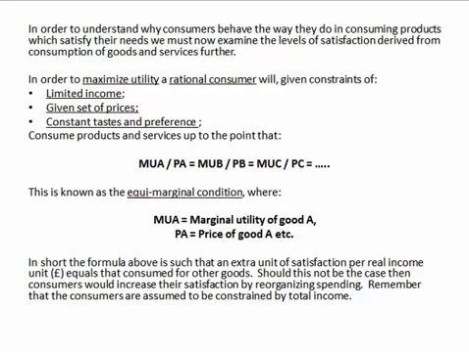This is known as the equi-marginal condition. MUA equals the marginal utility of good A, PA equals the price of good A, etc. In short, the formula is such that an extra unit of satisfaction per real income unit, or pound, or dollar, yen, whichever currency you'd be using, equals that consumed for other goods. Should that not be the case, then consumers would increase their satisfaction by reorganising spending. Remember that consumers are assumed to be constrained by total income.